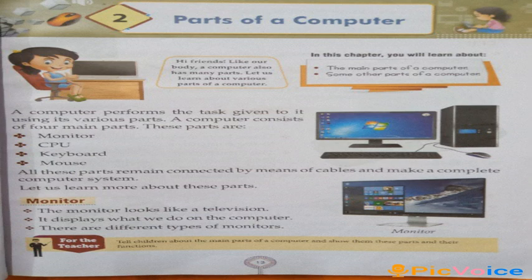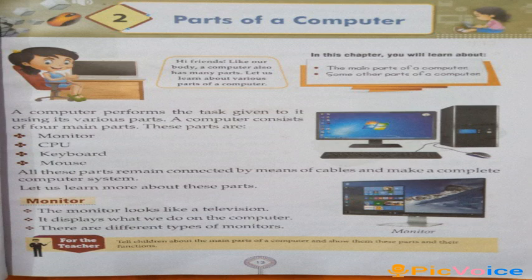Parts of a computer. A computer performs the task given to it using its various parts. A computer consists of four main parts. These parts are monitor, CPU, keyboard, mouse. All these parts remain connected by means of cables and make a complete computer system. Let us learn more about these parts.